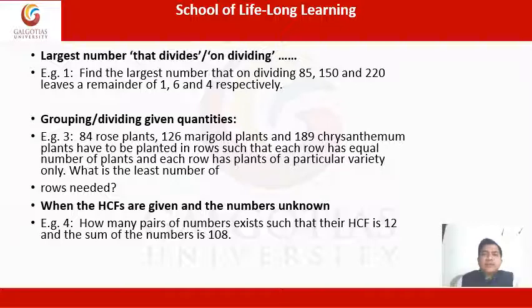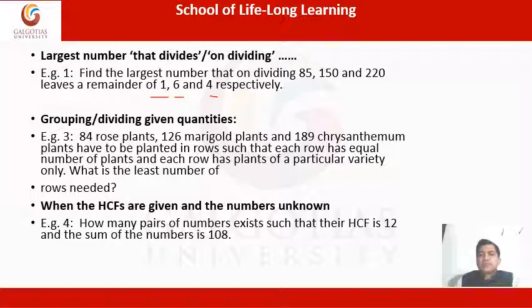Let's check some examples, some applications of it, some understanding. Find the largest number that on dividing 85, 150, 220 leaves a remainder 164. Let's understand the question properly. I want a largest number.